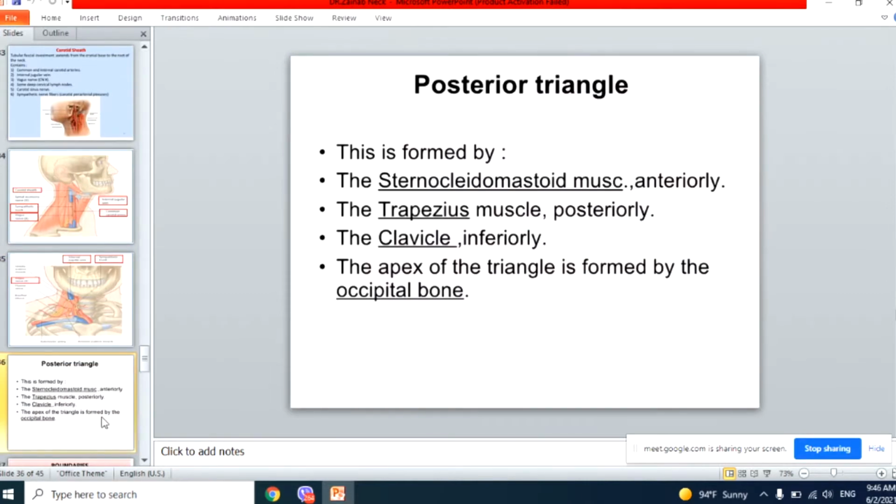So we reach the posterior triangle. It's a triangle that is placed on the posterior of the sternocleidomastoid muscle. It's formed by the sternocleidomastoid muscle anteriorly, the trapezius muscle posteriorly, and the clavicle inferiorly. The apex of the triangle is formed by the occipital bone. I talked about it now.